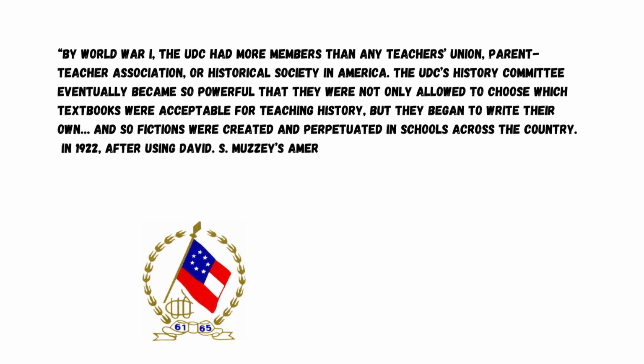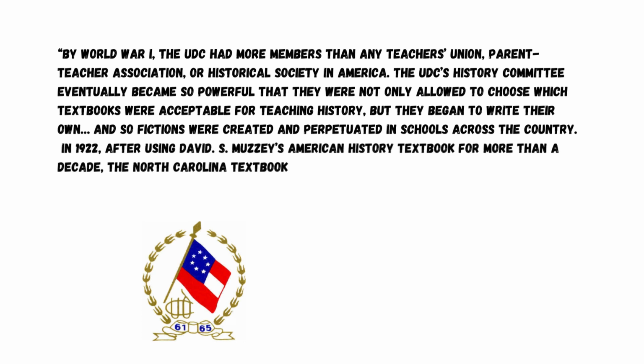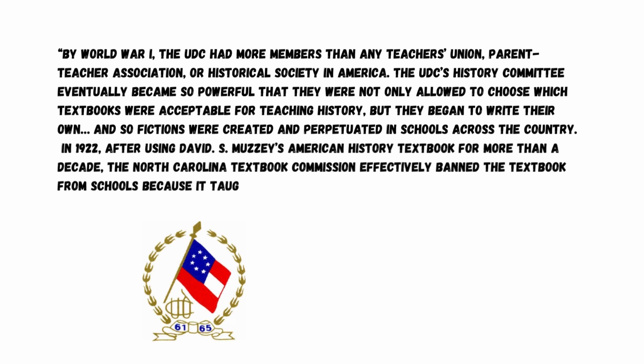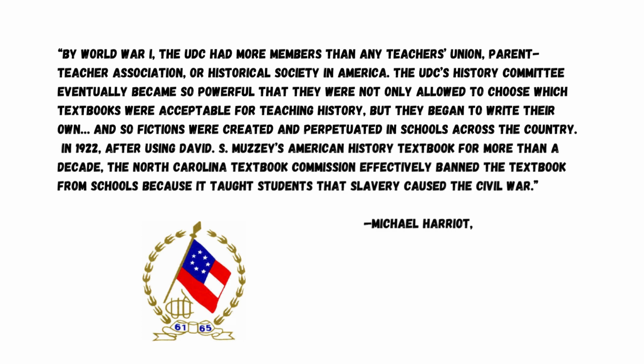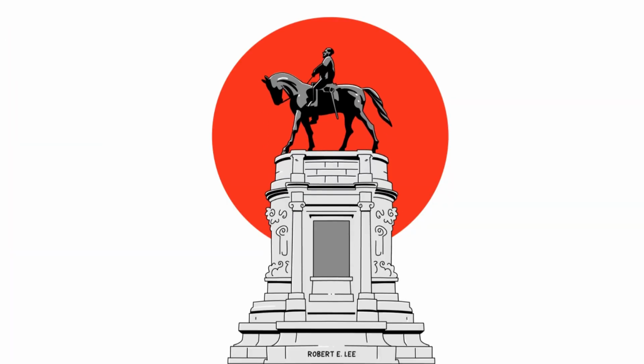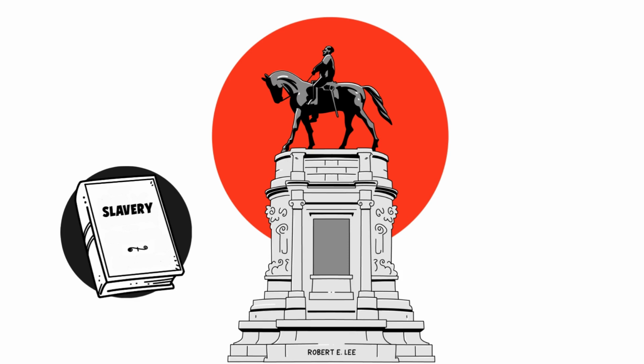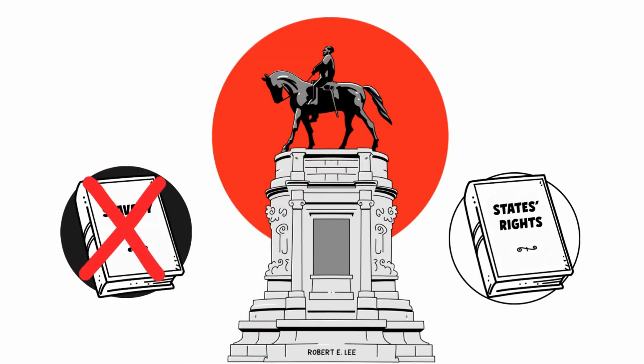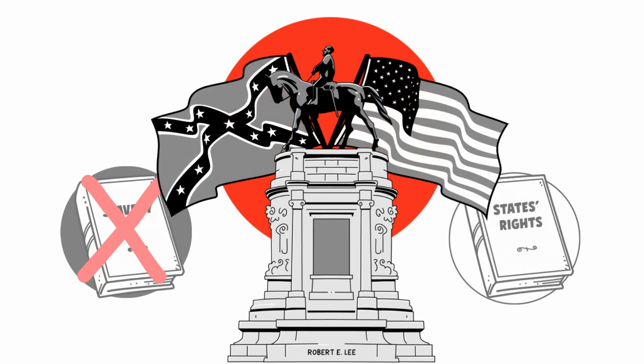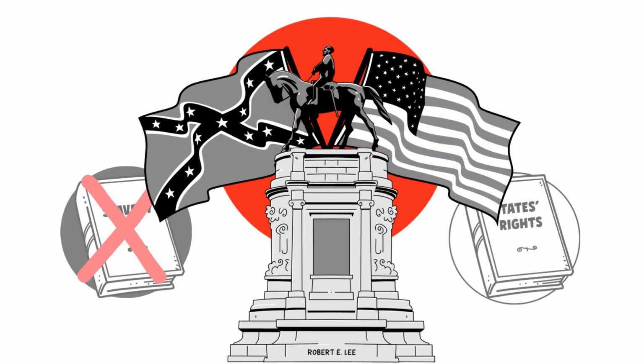In 1922, after using David S. Muzzey's American History textbook for more than a decade, the North Carolina Textbook Commission effectively banned the textbook from schools because it taught students that slavery caused the Civil War. Today, over 40% of Americans believe the Civil War was about something other than slavery, and that's due in no small part to how our textbooks have been rewritten to make our history of racial oppression more palatable to white Southerners.